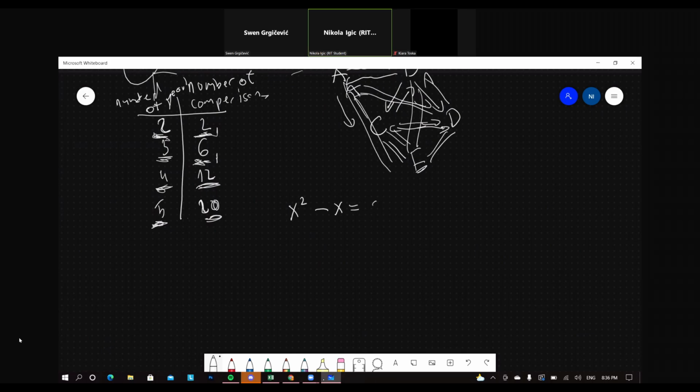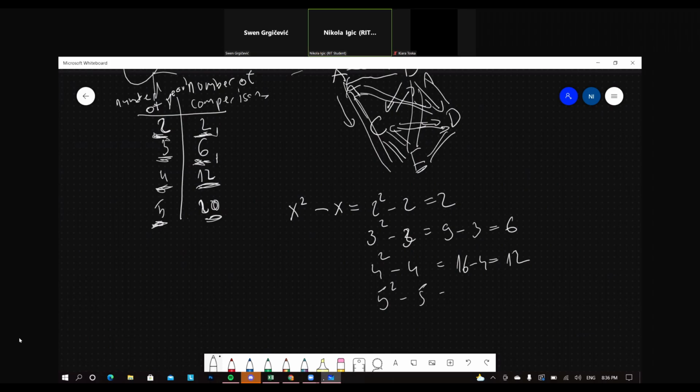So for example, if it's 2, it's going to be 2. If it's 3, it's going to be 9 minus 3, it's 6. For 4, it's 16 minus 4, which is 12. Here is the number of people, and here is the number of comparisons.